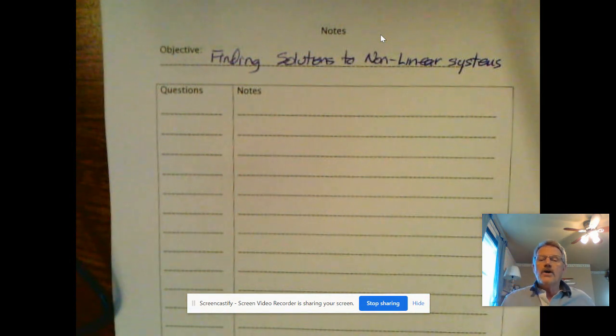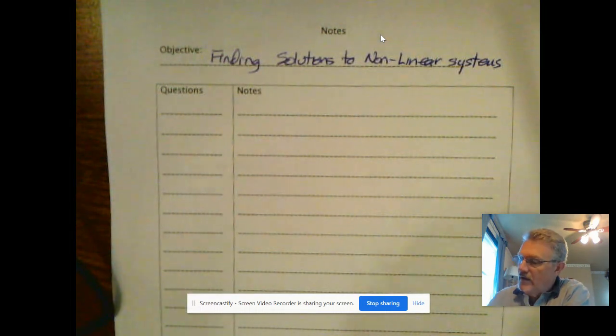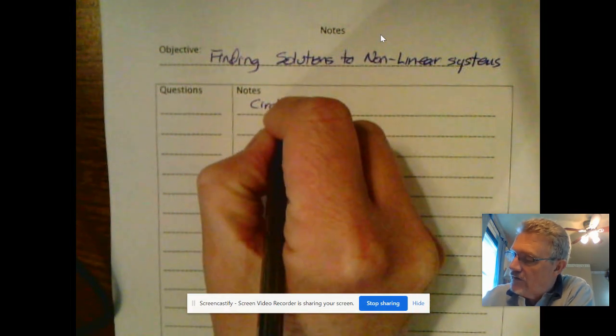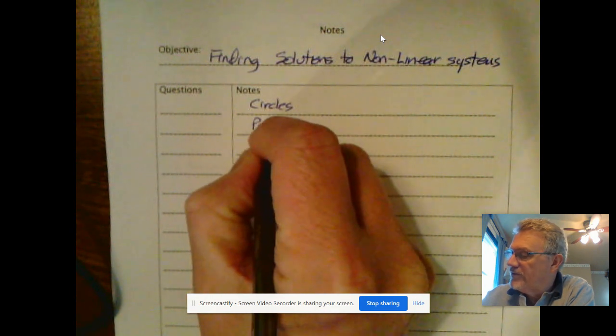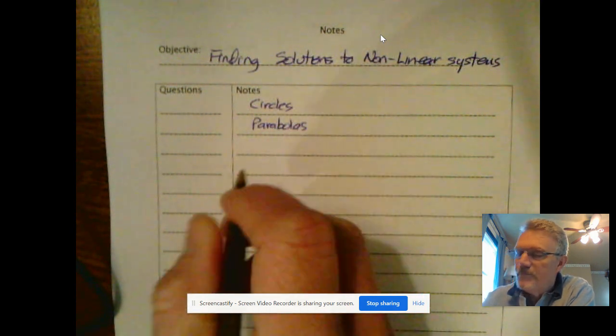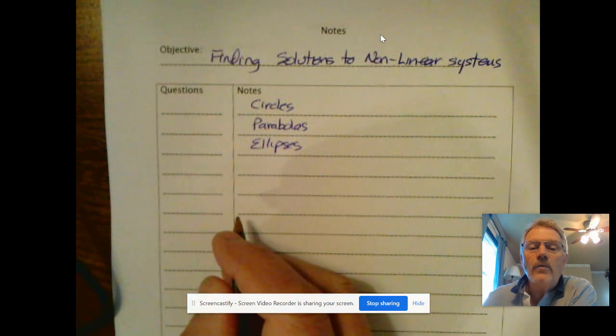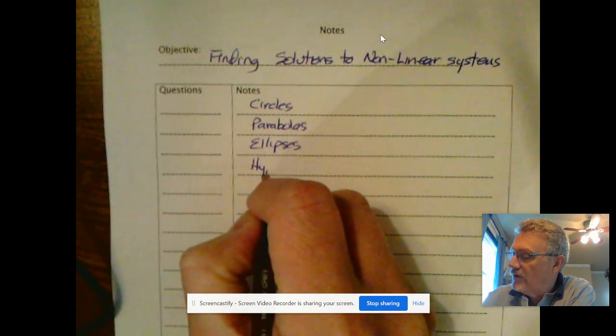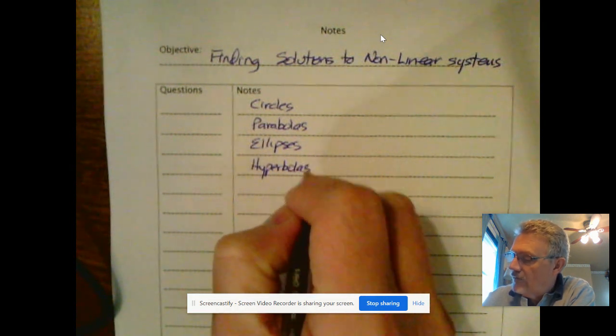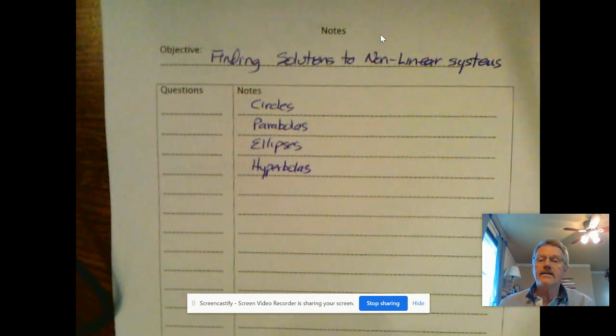All right, so what we're talking about with a nonlinear system is that one equation might be a line, but the other equation isn't going to be a line. So remember all of the different kinds of equations that we had. We have circles, parabolas, ellipses, and we also have hyperbolas. So we can have a line that intersects with any of those equations.